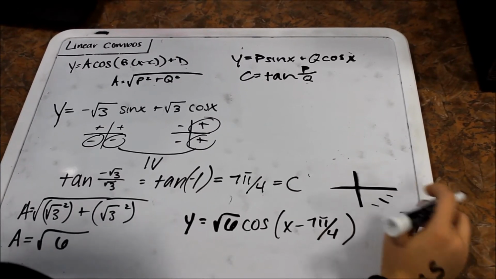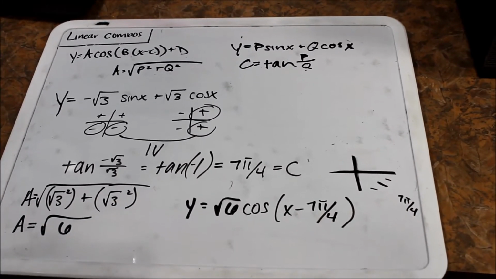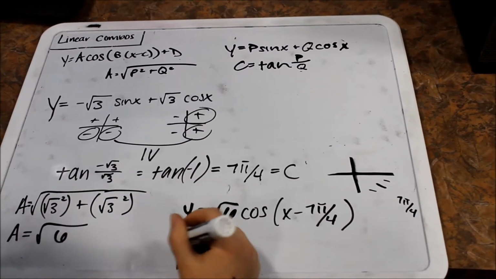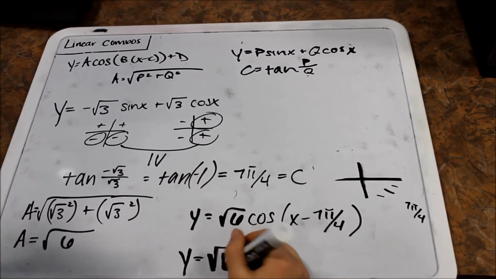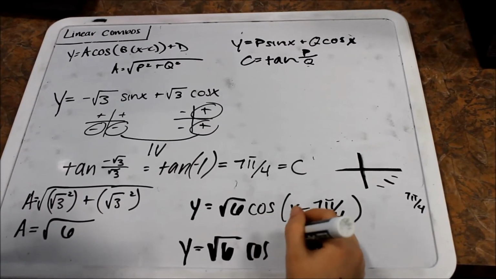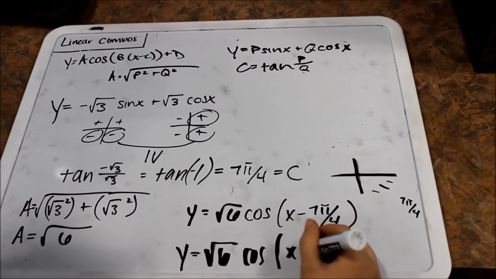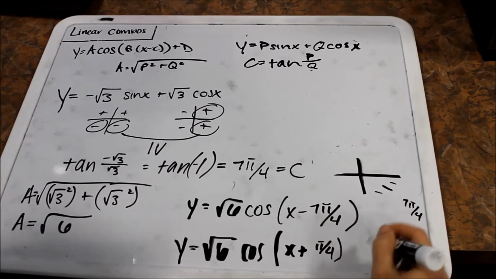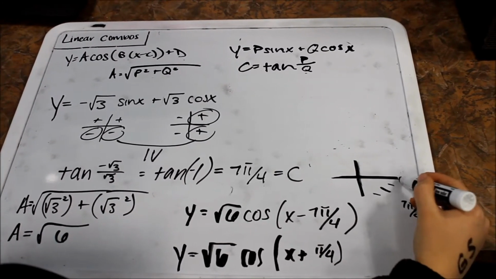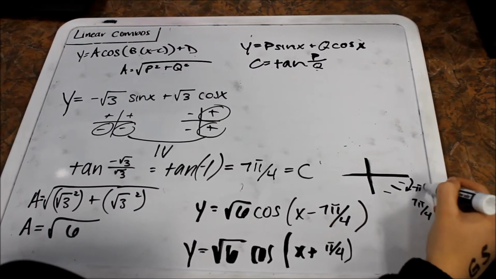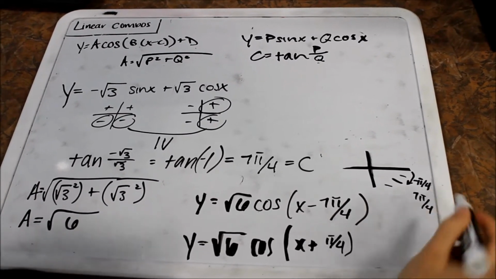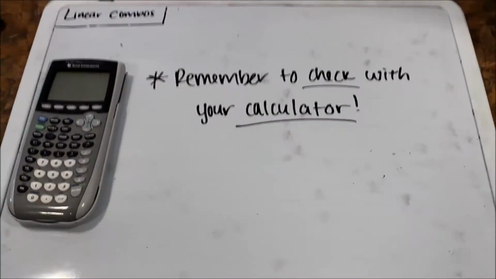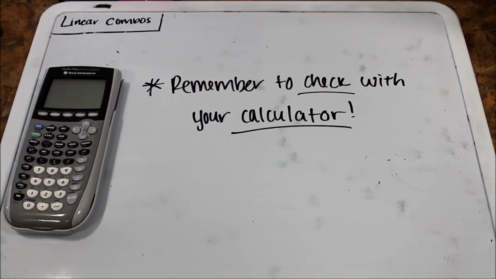But since we know tangent of negative 1 is at 7 pi over 4, we also know there's a coterminal angle for this. So another equation we can write is y equals square root of 6 cosine of x plus pi over 4. Because this is actually negative pi over 4, which is also equal to 7 pi over 4 if you're moving around the unit circle. Remember to check with your calculator.